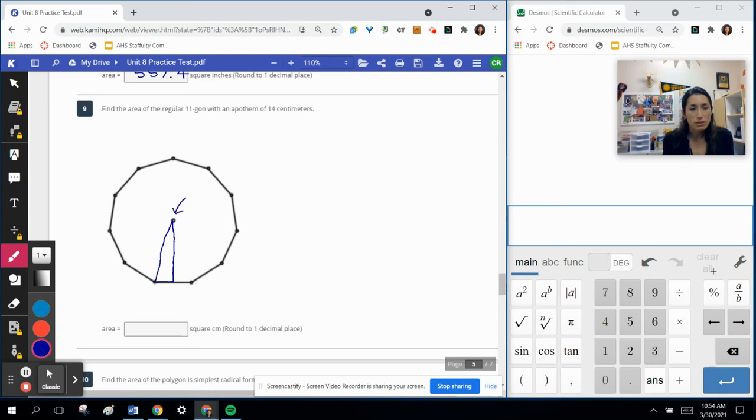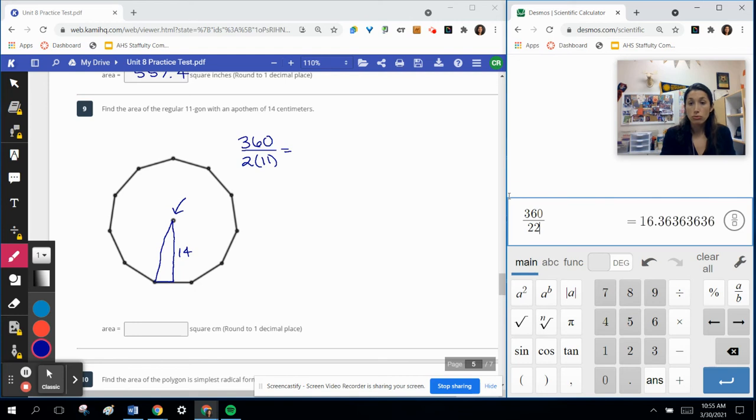First thing we need to know is, okay, we've got an apothem of 14, so this is 14 here. That's like the triangle height. We need that angle measure. Remember that angle measure, the half central angle. So 360 divided by 2 times the number of sides we have. That's really 360 divided by 22, essentially. So let's give that as 16. I'll just do 3 decimal places for this as well. 16.364 degrees.